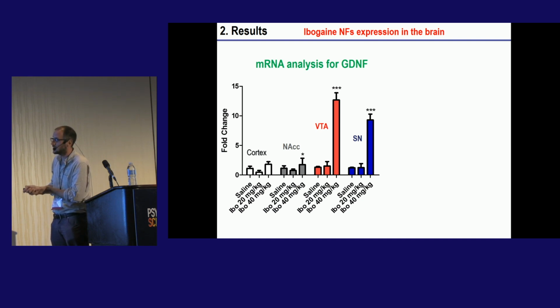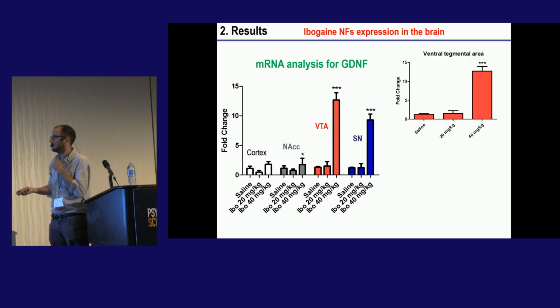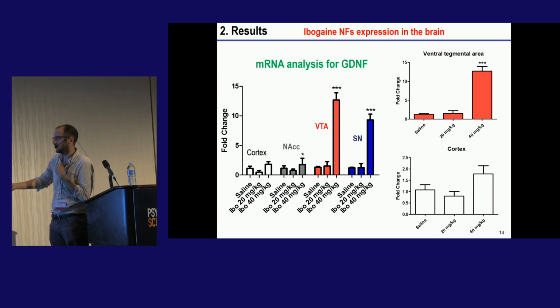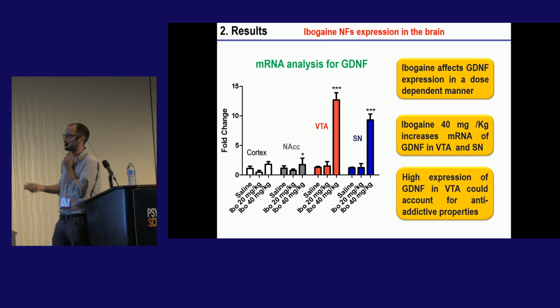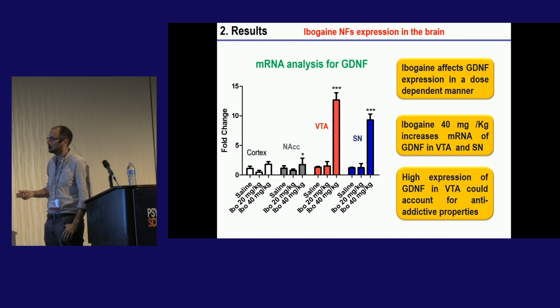Another thing that we see is an increase of GDNF in the substantia nigra, also for the same dose. And this could have implications for neurodegenerative disease too, although this is very preliminary, as I told you. Here is the VTA a little bit bigger, so you can see the high increase. And here in the cortex, you can see that although we don't have a significant statistical difference, there is a tendency that in the 40 milligrams there is a higher expression. So what can we see with this? We see that ibogaine affects GDNF expression in these parts in a dose-dependent manner, that ibogaine 40 milligram per kilo increases GDNF in the VTA and the substantia nigra, and this high expression of GDNF in the VTA could account for anti-addictive properties, okay?